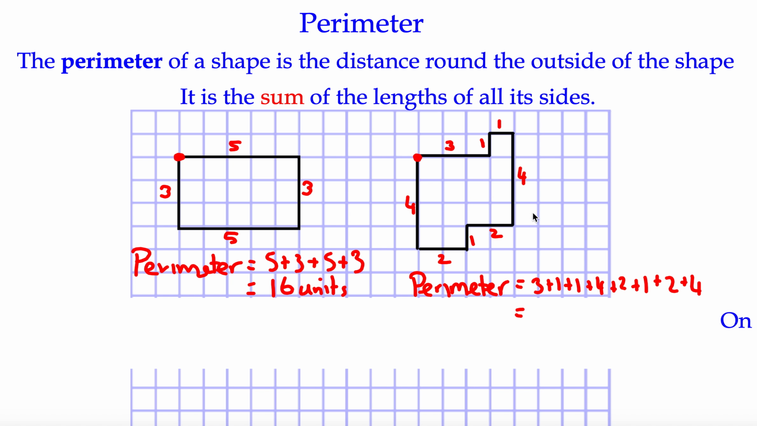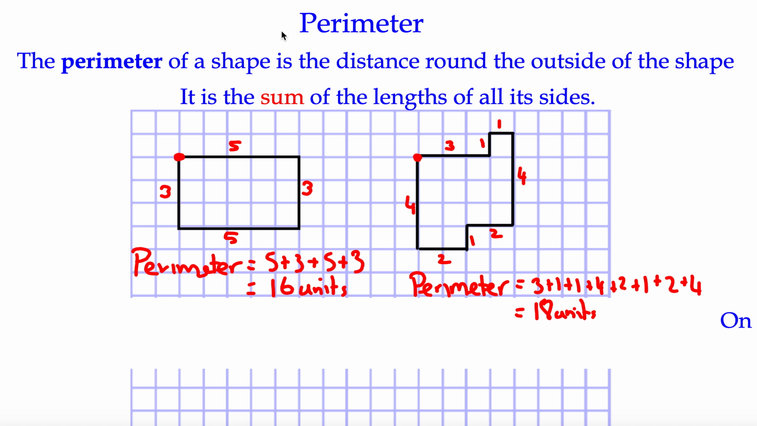And I can quickly go along. I'll do that in my head. 3 and 1 is 4, and 1 is 5, and 4 is 9, plus 2 is 11, plus 1 is 12, plus 2 is 14, plus 4 is 18. So my perimeter here is 18 units long. That's how long it is around the edge. So that's the first way we can work out the perimeter of a shape. If you've got shapes like that, try and draw the shape in on your bit of paper and mark in the sides just to make sure that you're getting it really accurately.